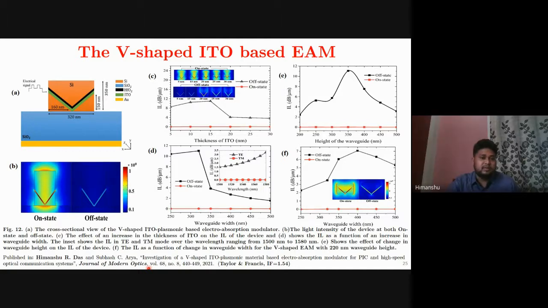Now coming to the next question, that is why I have used different waveguide widths. As I have told earlier, here we are comparing two devices. One device has a waveguide height of 350 nanometer, and the other has a waveguide height of 220 nanometer. For the 220 nanometer height, what is the suitable waveguide width? This is shown in figure 12F. For the 220 nanometer waveguide height device, the suitable waveguide width is 400 nanometer.